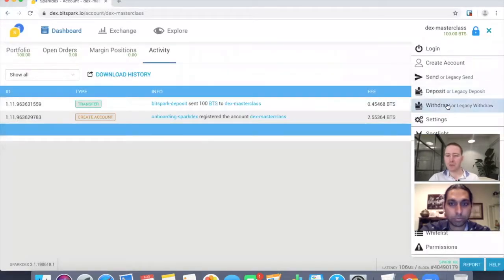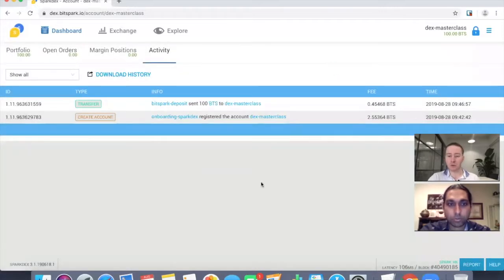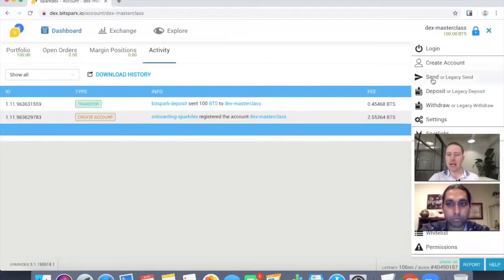Similar kind of concept for withdrawals. Again, withdraw. What do you want to withdraw? Currently, I don't have any Bitcoin, so I can't withdraw anything. But it's a similar process, where you would see BTC come up, and you'd be able to nominate the address that you want to withdraw your Bitcoin to. So that's how the functionality works for that.